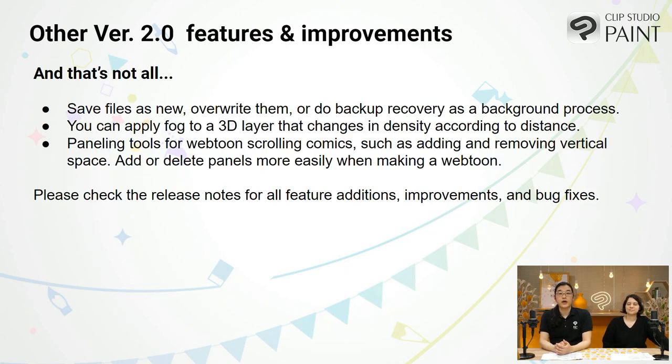Okay. So other improvements are saving files as new and overwriting them, or doing backup recovery as a background process, so you won't be interrupted. You can also apply fog to a 3D layer. It changes in density according to distance. So as the 3D objects go further away from the camera, there will be a white fog, or you can actually change the color of it. So it kind of fades out into the distance. Good for comics if you don't want the screen to just end there.